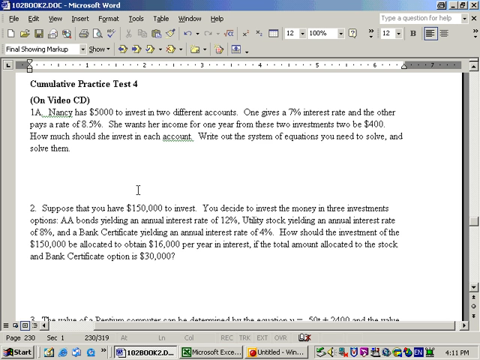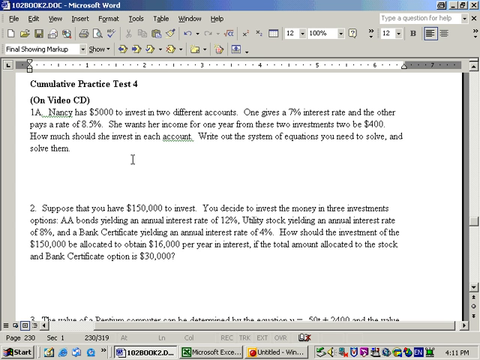Okay, this is the cumulative practice test for the last test, and it says Nancy has $5,000 to invest in two different accounts, one at 7% and the other at 8.5%. She wants her income, or in other words, her interest from these two investments for 1 year to be $400. And how should she invest the money in these accounts?